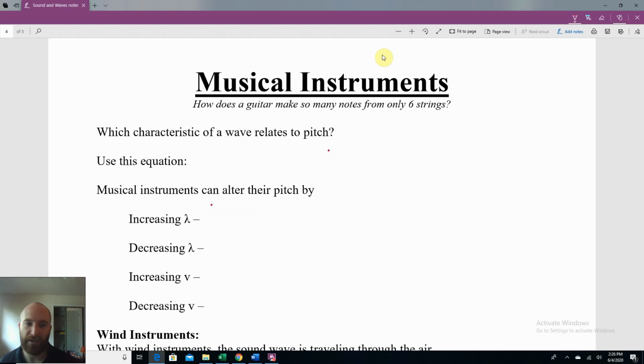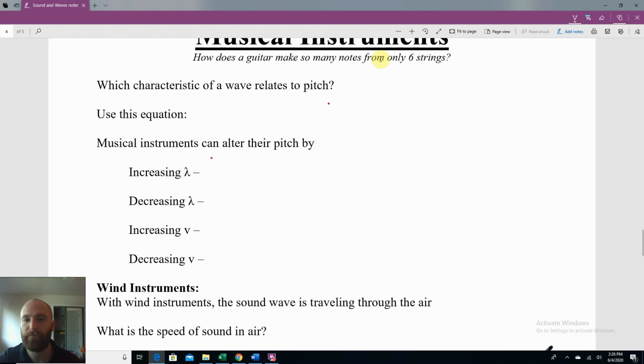Which characteristic of a sound wave relates to pitch? This is from the last lesson, and I'm hoping you kind of remember that it is frequency. So what a good instrument does is it can play different frequencies of sound, and it enables you to adjust the frequency that it produces, because you wouldn't want an instrument that only makes one note. You should be able to play multiple notes to create some sort of song.